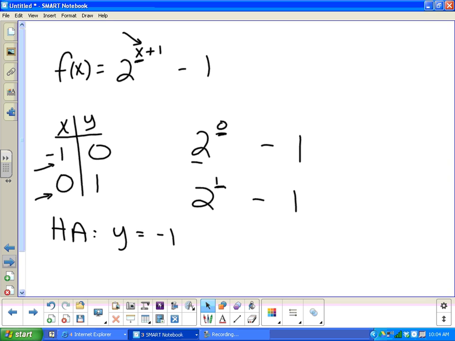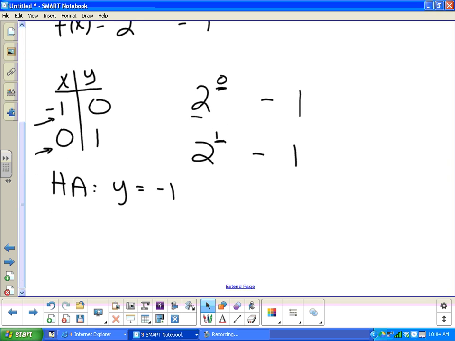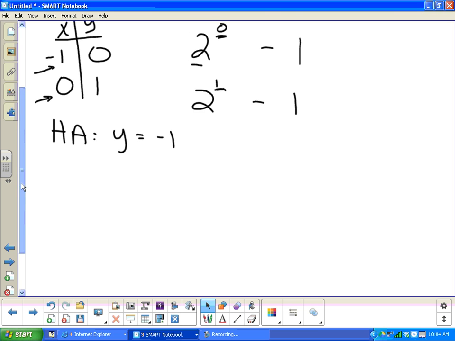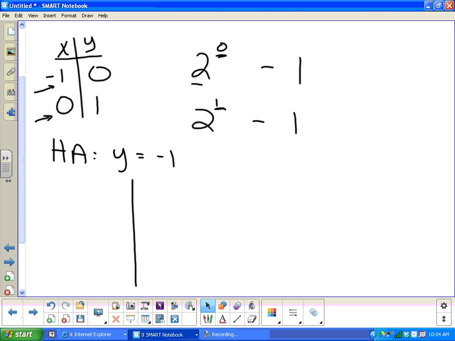Now, let's graph this up. All right, so let's graph negative 1, 0, and then 0, 1. So negative 1, 0, there's 0, 1. Okay. Now, let's graph our horizontal asymptote. Y equals negative 1, so there's where y is negative 1. Now, how do we do an asymptote again and make it different? The dotted line. Okay.